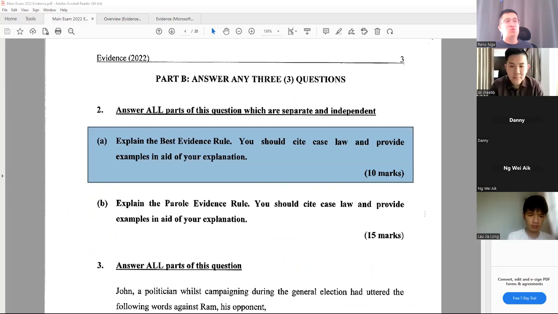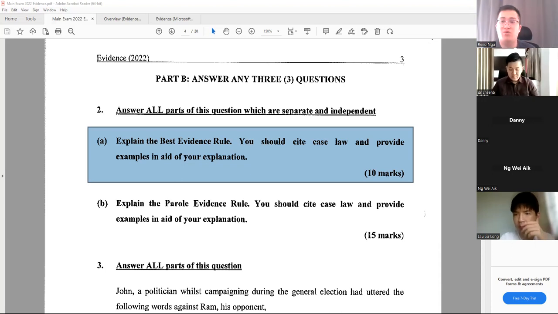Thank you. So 2A, best evidence. You need to explain what the best evidence rule means. So best evidence means the best evidence of, like I said. Okay, in this case, I can also share that you may have the problem of not knowing how to frame a sentence, right? So I will always advise that if you can, you can copy and paste the statute and then use your own wording to explain.